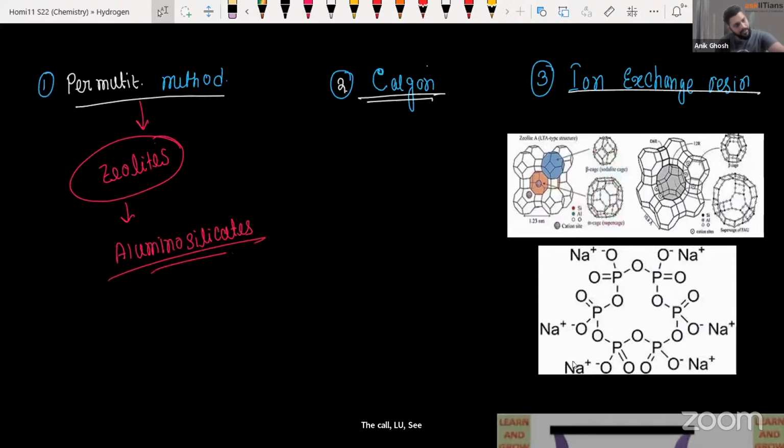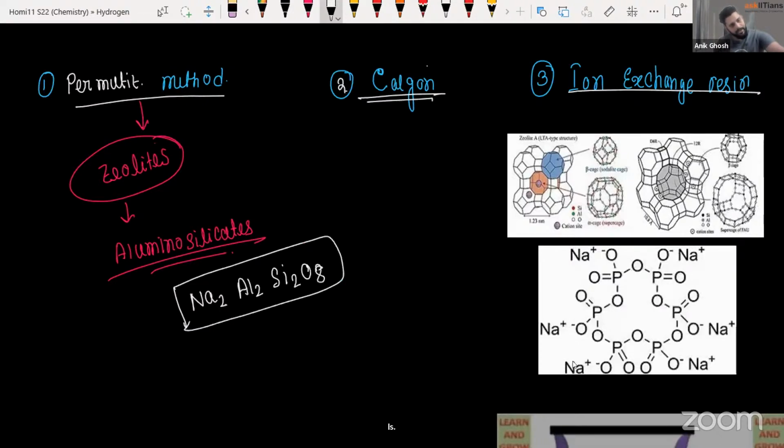What are aluminosilicates? Aluminosilicates are the kind of molecules, guys, which have aluminum and silicon compounds combined. I'm going to give you one of the examples of this. Na2Al2Si2, or you can also call it NaAlSi. This is called aluminosilicate compounds.